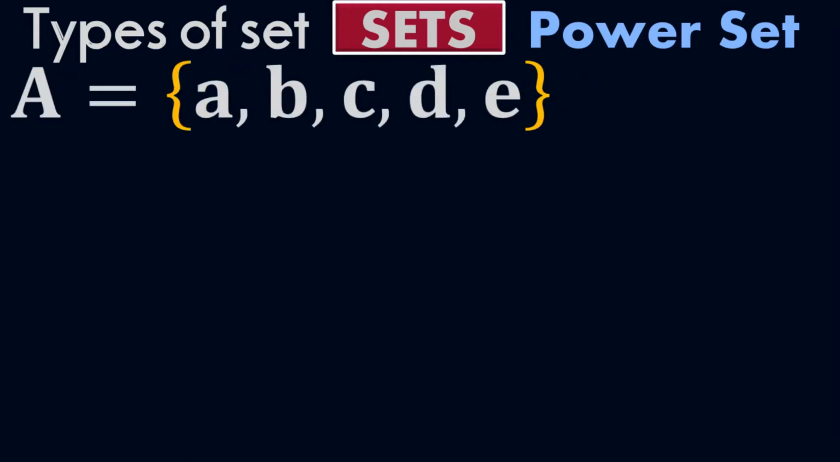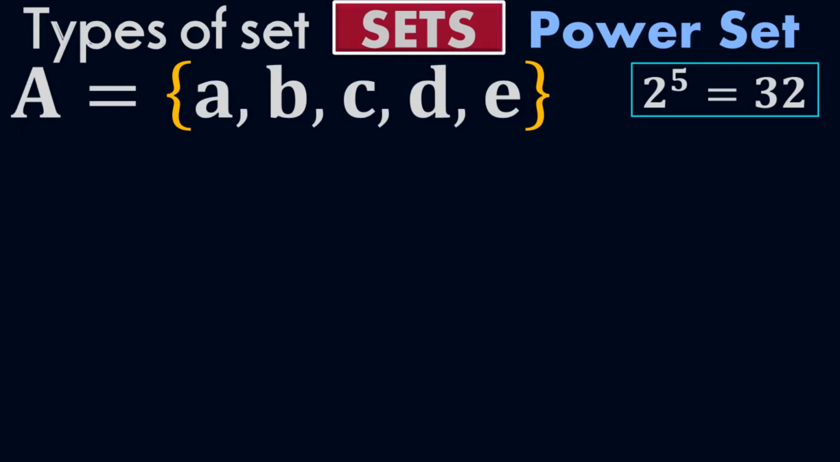If set A equals {A, B, C, D, E}, look, we have 5 elements here: 1, 2, 3, 4, 5. So what will be the power set for A? Since the number of elements in A is 5, I'm going to put power 5 for the 2. So 2 to the 5 equals 32. We're going to have 32 subsets for A. The total number of subsets will be 32 for A.